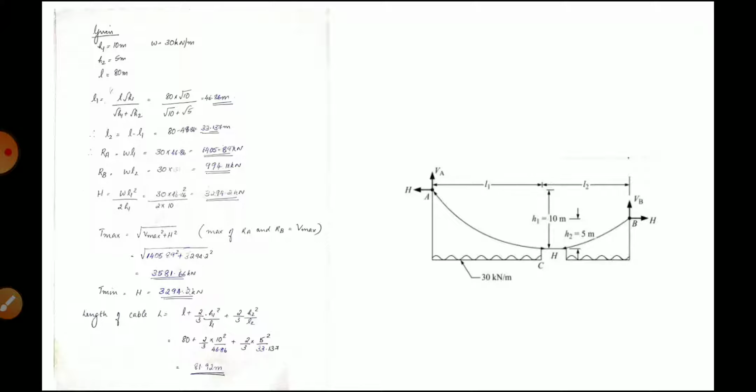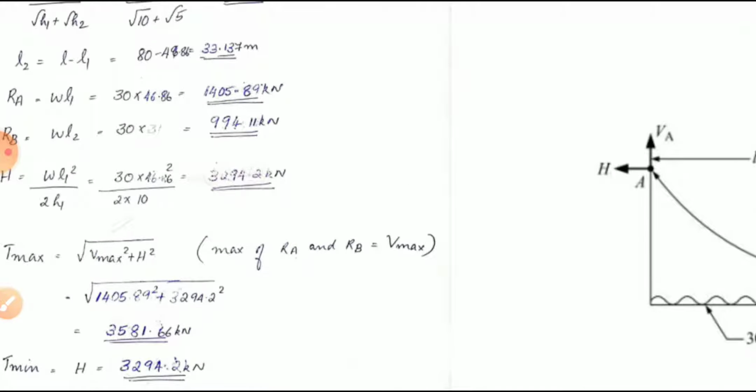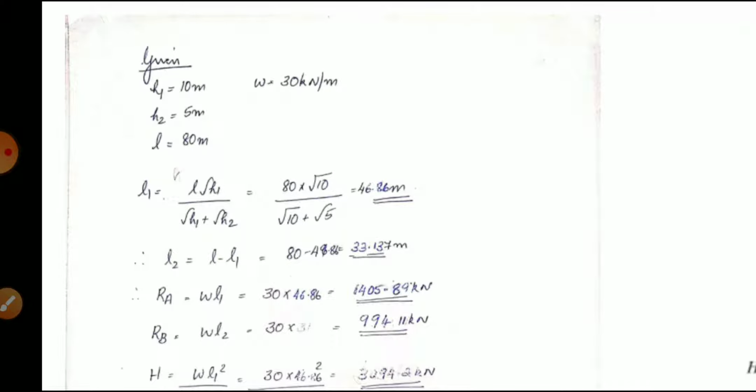So first, to solve this, we wrote down the given values. The value of H1 is given as 10 meters, H2 is 5 meters, the value of L is equal to 80 meters, and W is given as 30 kN per meter. So the first thing you need to find is the reactions. As per the formulas listed, we know the formula for finding reactions RA and RB is RA equals W into L1 and RB equals W into L2, where L1 and L2 are the distances to the left and right support respectively from the lowest point C.